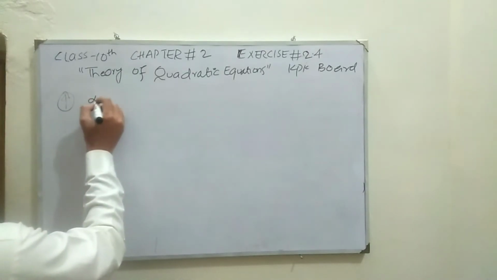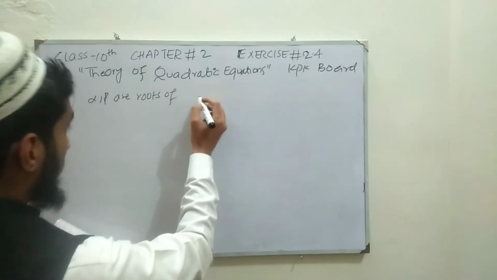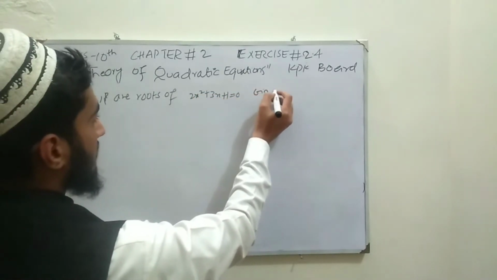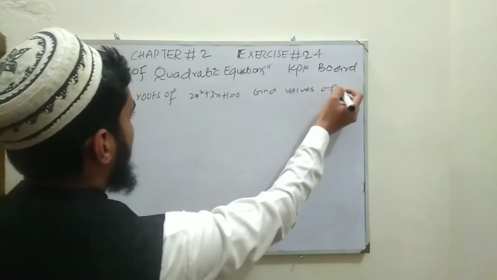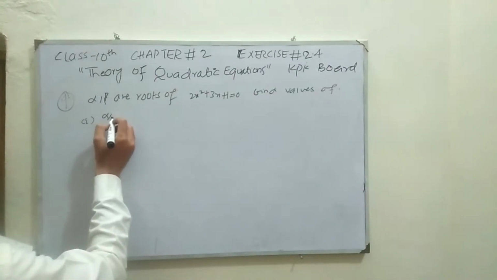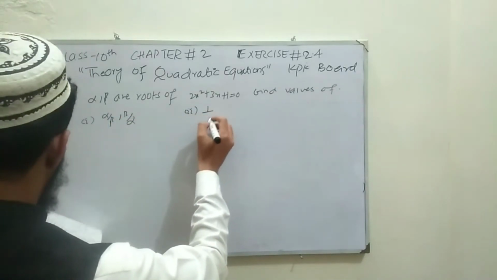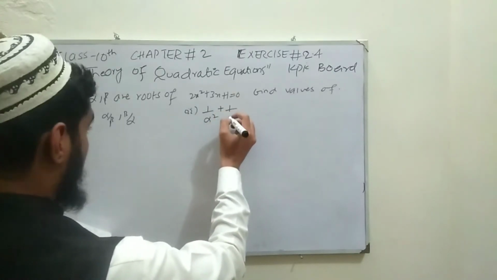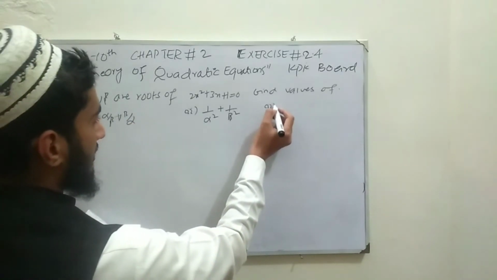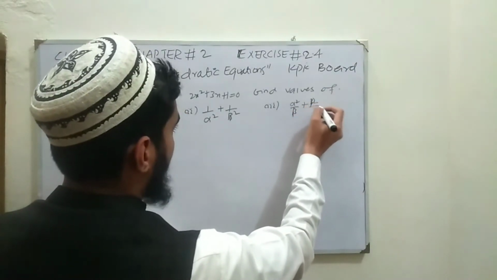If alpha and beta are the roots of 2x square plus 3x plus 1 is equal to 0, find the values of: part 1 is alpha over beta plus beta over alpha. Part 2 is 1 over alpha square plus 1 over beta square. And the third part is alpha square over beta plus beta square over alpha.